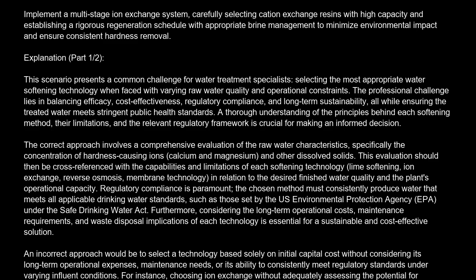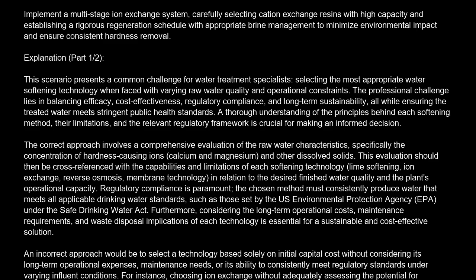The correct approach involves a comprehensive evaluation of the raw water characteristics, specifically the concentration of hardness-causing ions, calcium and magnesium, and other dissolved solids. This evaluation should then be cross-referenced with the capabilities and limitations of each softening technology: lime softening, ion exchange, reverse osmosis membrane technology, in relation to the desired finished water quality and the plant's operational capacity.